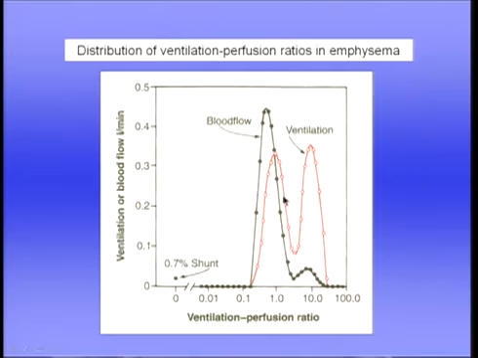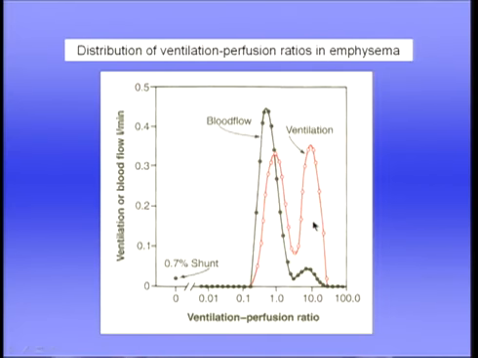The capillaries have gone because the alveolar walls have been broken down, and of course the capillaries are in the alveolar walls. The alveolar walls have been broken down, but those regions are still ventilated. And that's the reason why we get this mode with a very high ventilation-perfusion ratio.